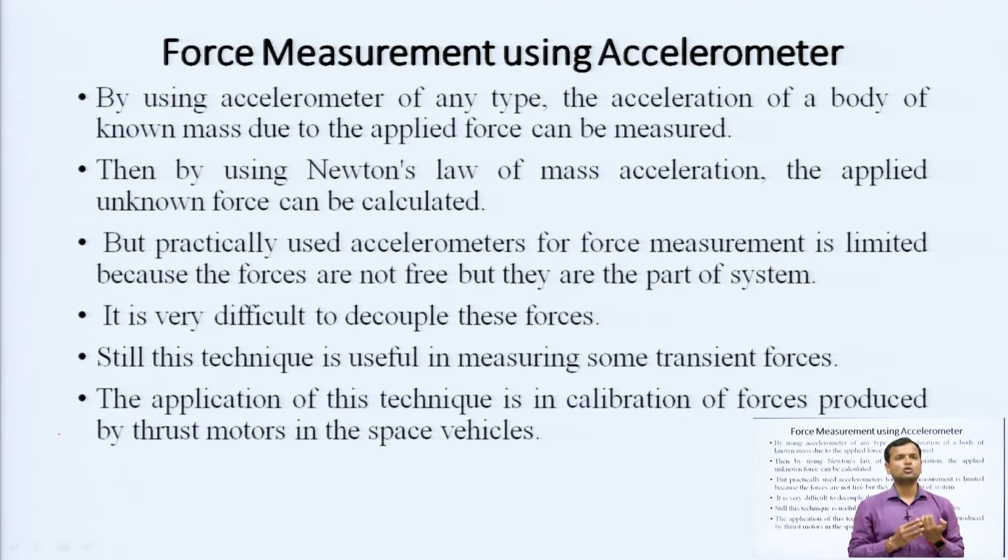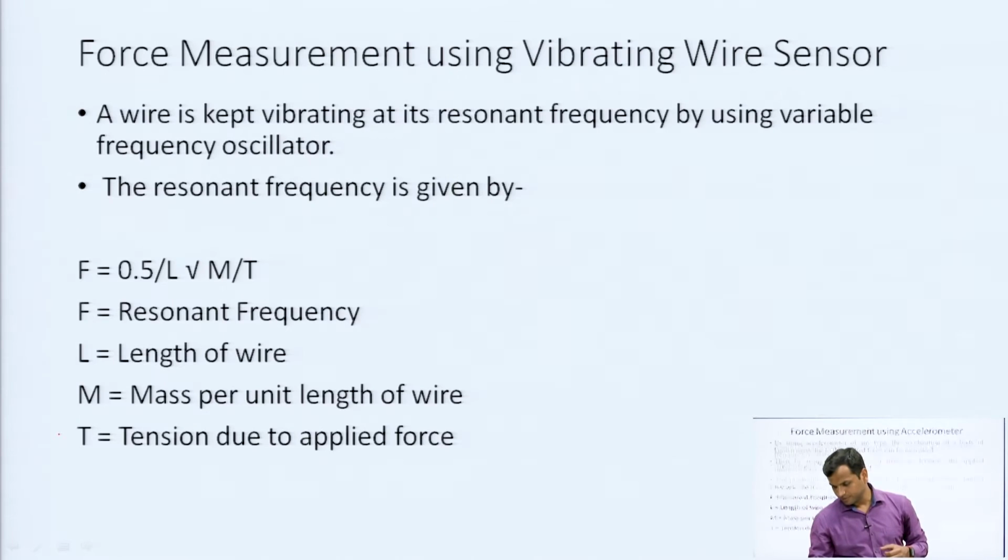But particularly when we use the accelerometer for force measurement, it is limited because forces are not free, they are part of the system, so it is very difficult to decouple these forces. Also, this technique is useful in measuring some transient forces, because acceleration provides motion in the body, so it gives you the transient forces of motion, since force is proportional to the mass and the acceleration. The application of this technique is in calibration of forces produced by thrust motors or in space vehicles. This is the basic method of force measurement.